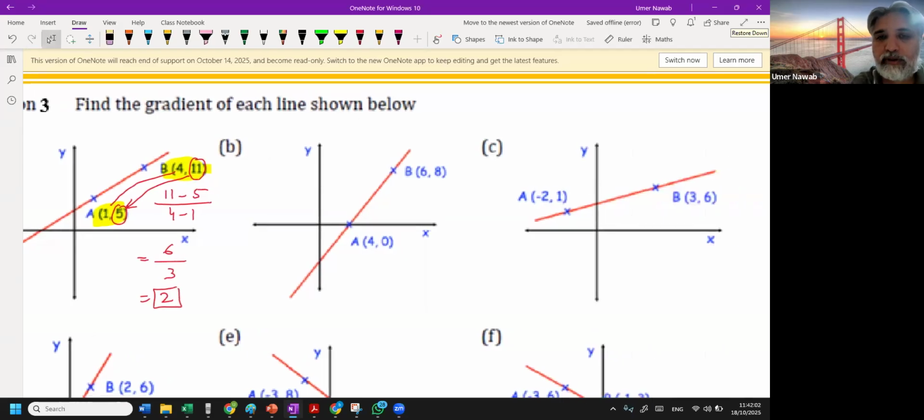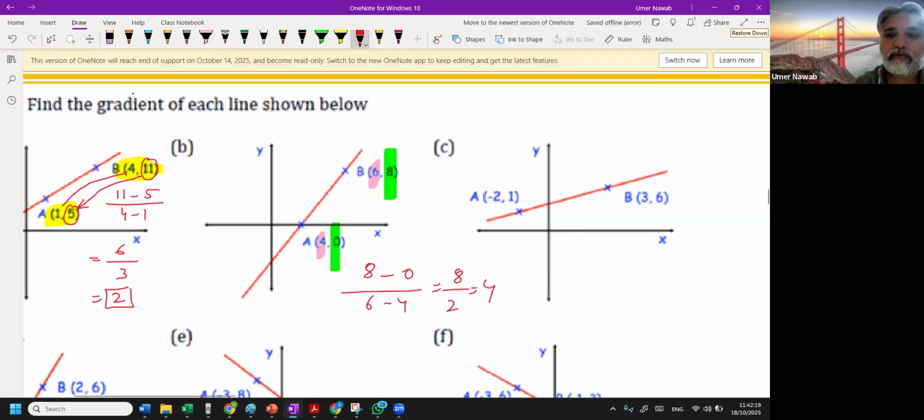Let's do the next question. What are the y coordinates? 8 and 0. I'm going to write 8 minus 0, and then the corresponding difference in the denominator will be 6 minus 4. Don't write 4 minus 6, 6 minus 4. So 8 minus 0 is 8, and 6 minus 4 is 2. So my answer is 4.